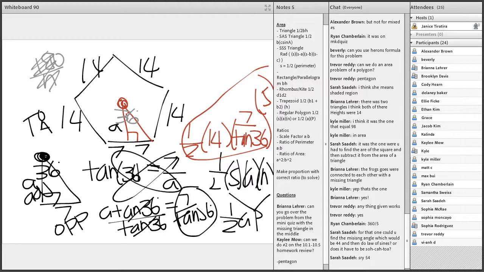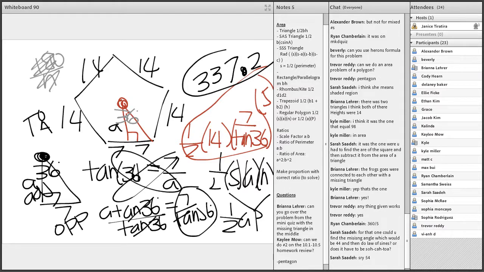So type it in. I'm going to type it in too, Trevor. I know this was your question, and it's good practice for other people. 1/2 times 14, times 7 divided by tangent 36, and times 5. And the answer from here is in the 300s. I hope I typed mine in right. All right, I'm getting 330. Oh, no one's typing. Okay, 337.2, I believe.